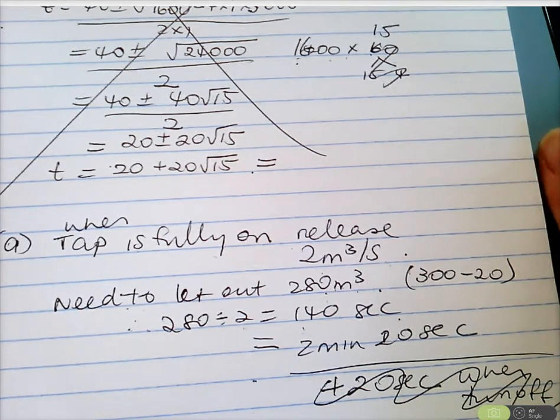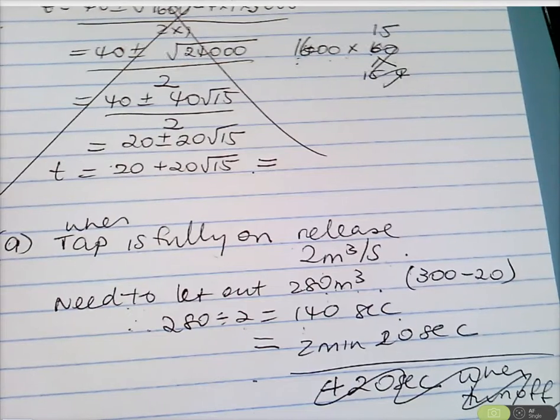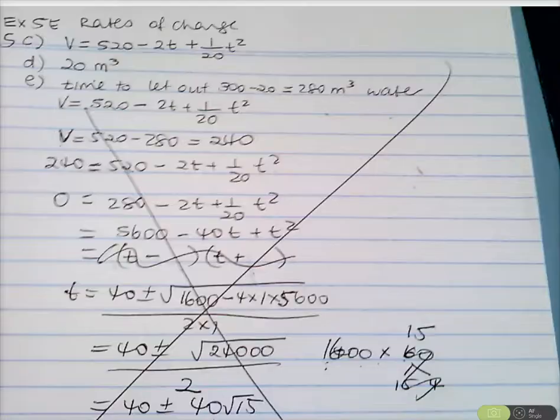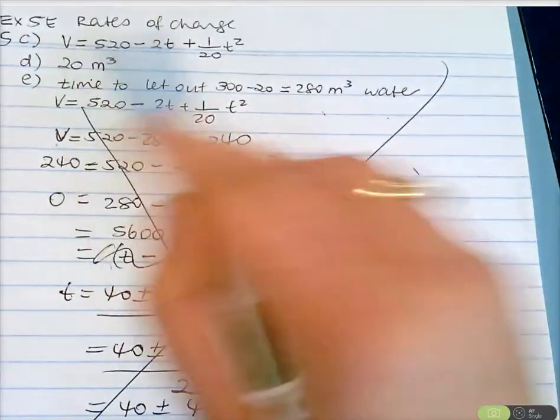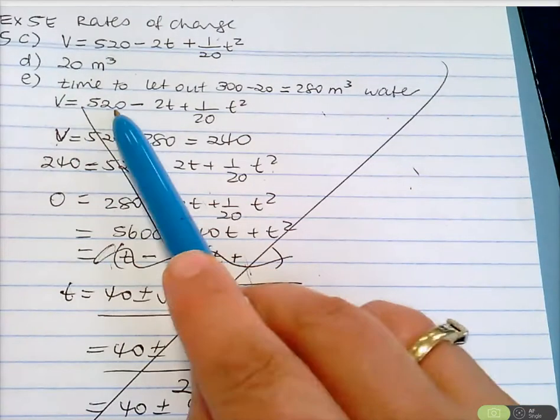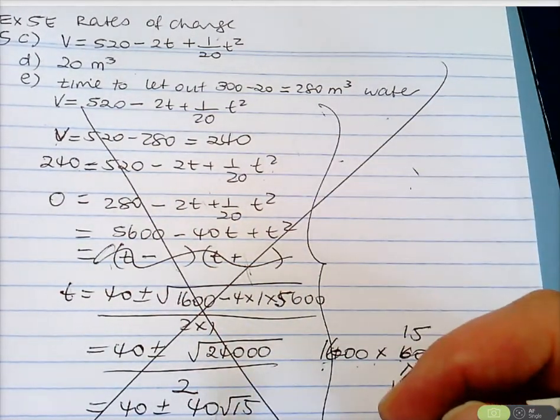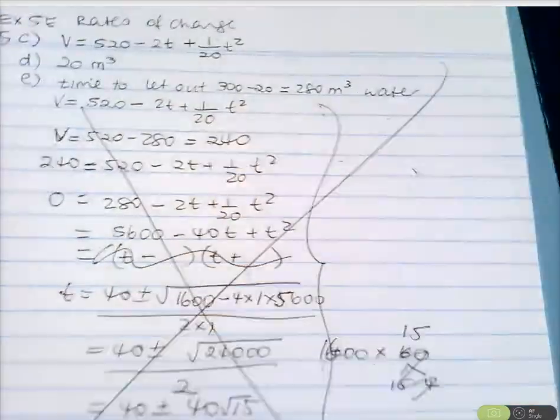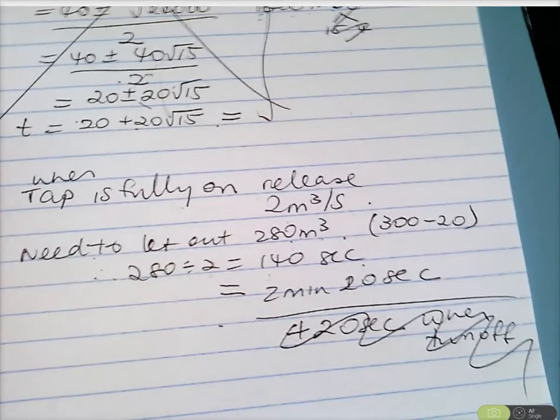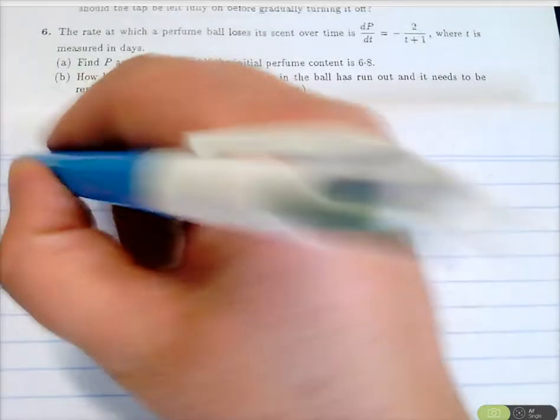I should be able to work it out that way, but it shows the importance of reading it carefully. If I was to use this function V and try to do it like that, this V is not for when the tap's fully turned on. It's for when the tap's being turned off. So that's why that's not applicable, I believe. Okay, question 6.